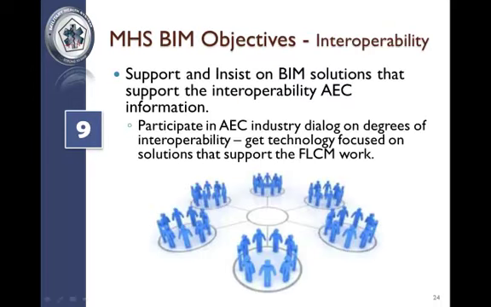Objective 9 is key to the entire facility lifecycle management. The MHS needs to continue to participate in the AEC industry to ensure interoperability of information among the BIM platforms and applications.